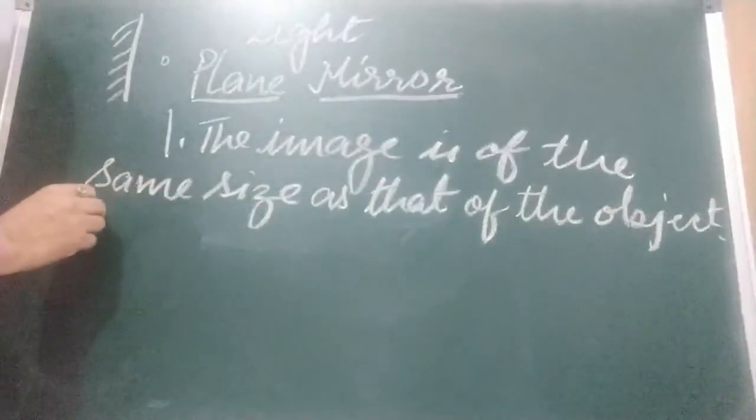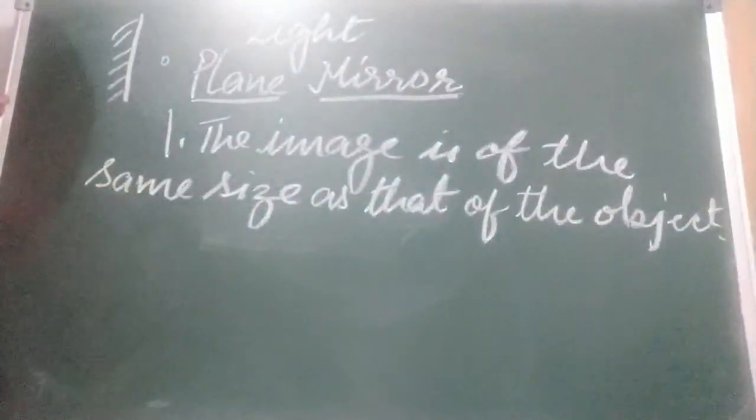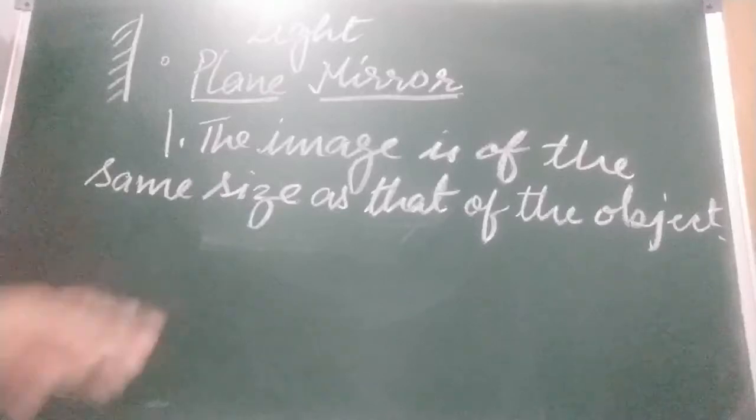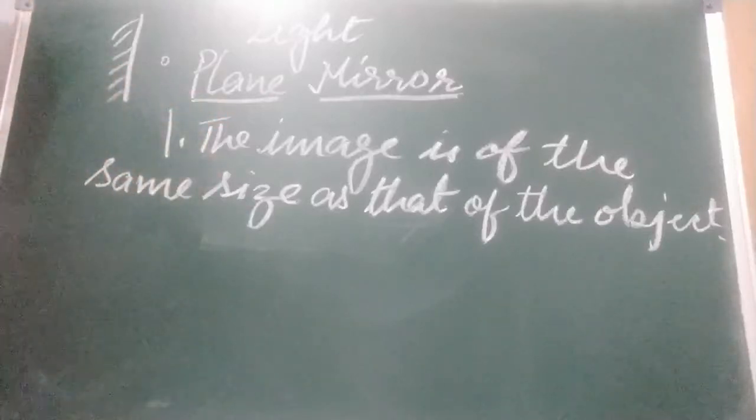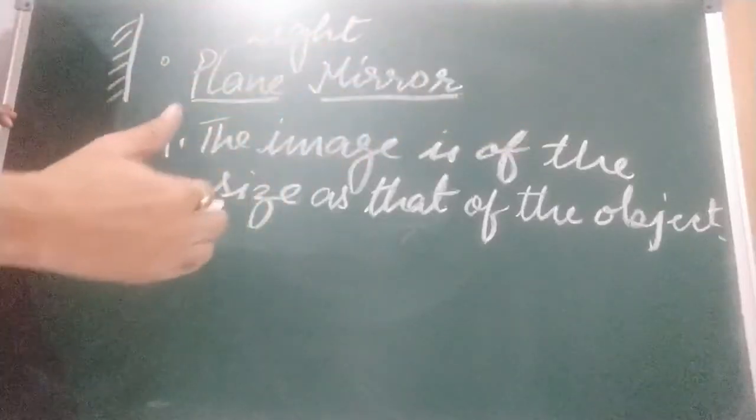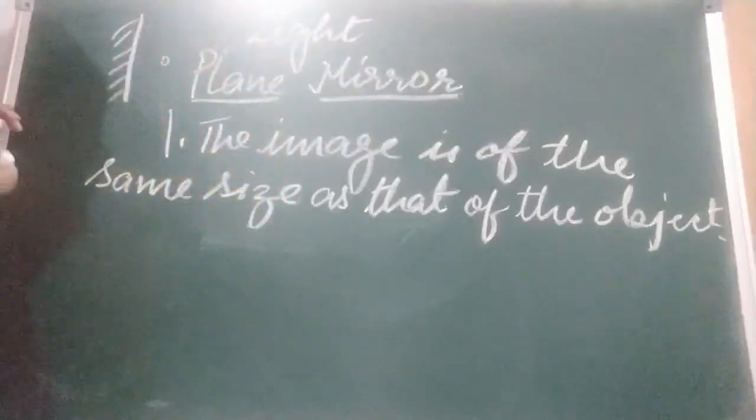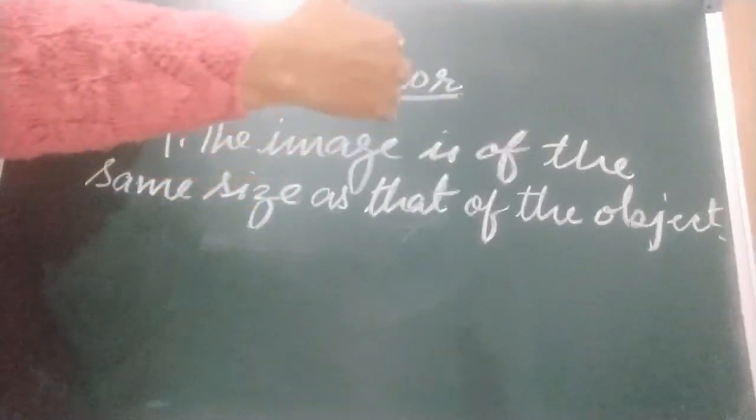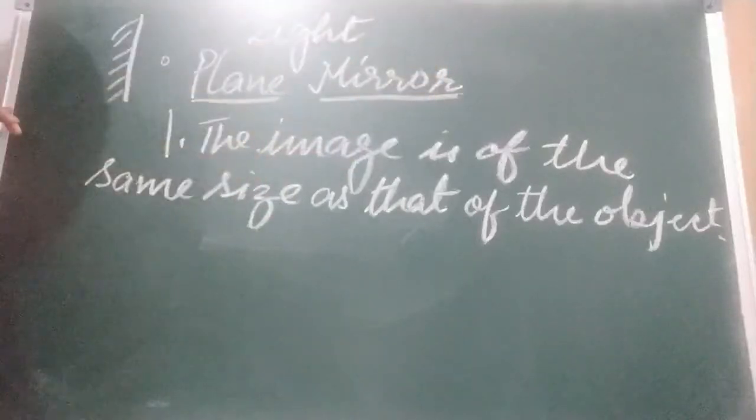Now children, as you have seen, as you move your hand away from the mirror, the image also moves away from the mirror. Like on the other side, as you move back this side, you find your image is also moving back on the other side. The image is at the same distance.